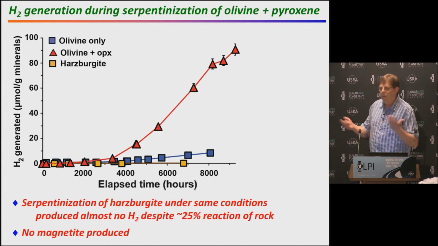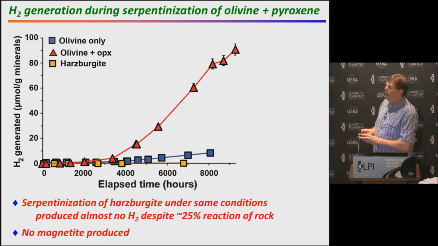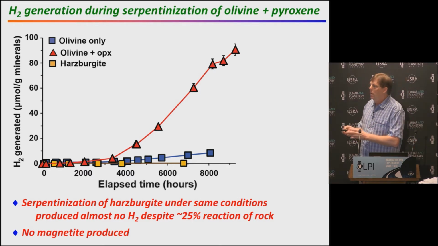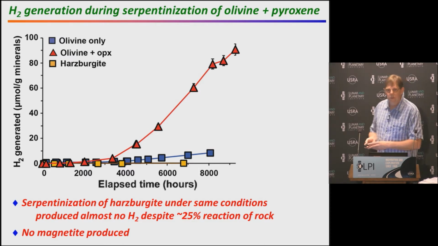So you think, okay, you put orthopyroxene and olivine together, it makes a bunch of hydrogen. Well, maybe not. So here's another experiment. Here's this orthopyroxene plus olivine experiment, the olivine-only experiment. And down here, this is a Harzburgite experiment. It has a little bit higher orthopyroxene to olivine ratio than this experiment, but it also includes a little bit of clinopyroxene. And in about 10 months of reaction, that experiment produces no hydrogen.